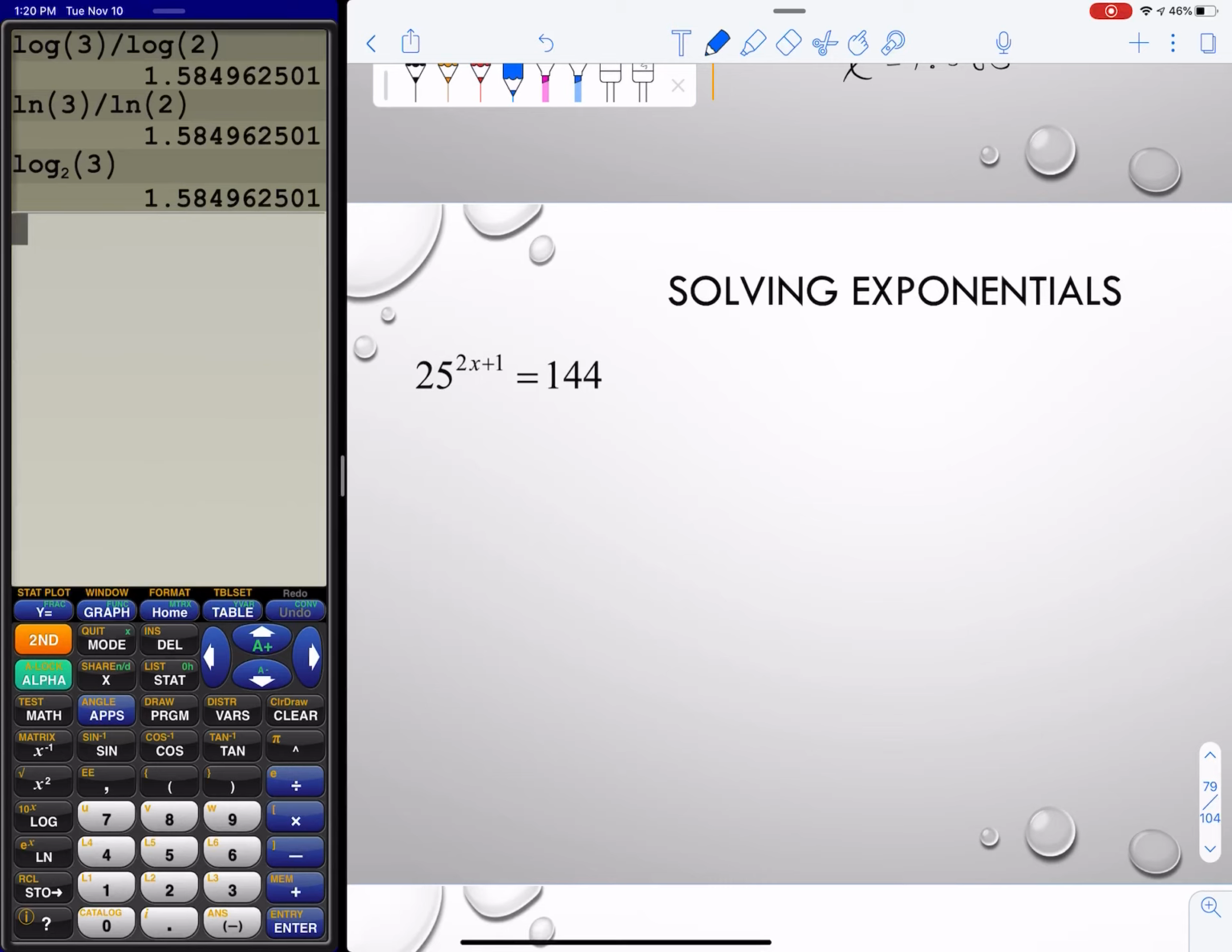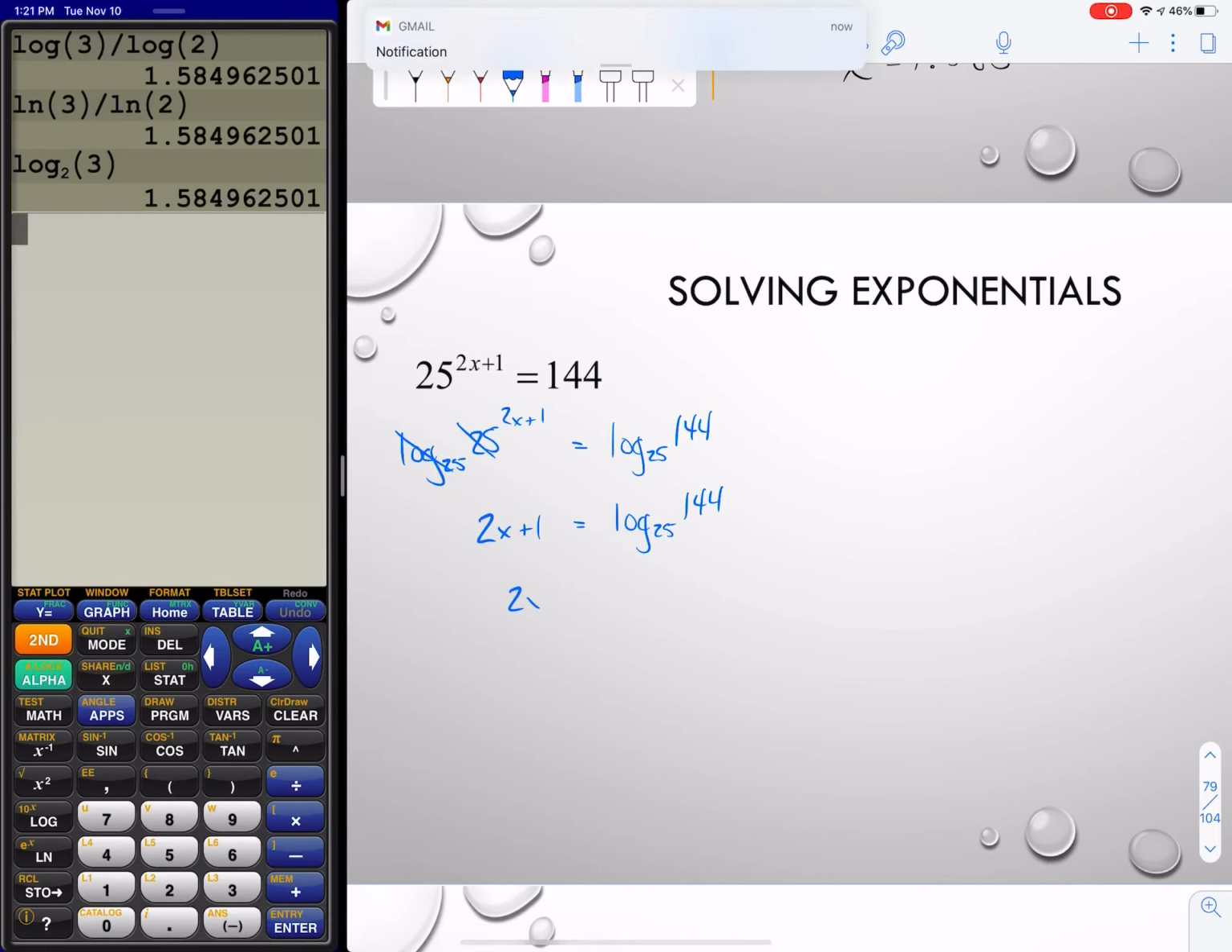So for the first way, let's take the log base 25 of 25 to the 2x plus 1 equals log base 25 of 144. Now, again, the nice thing here, the log base 25 and exponential base of 25 cancel out, leaving me with 2x plus 1 equals log of 25, or log base 25 rather, of 144. Now what I need to do is solve for x.